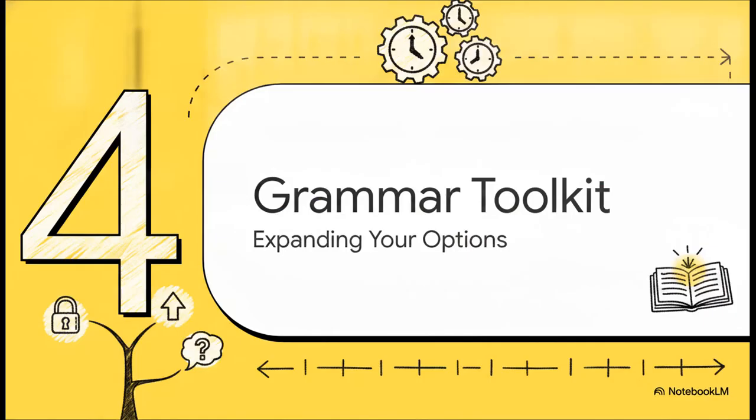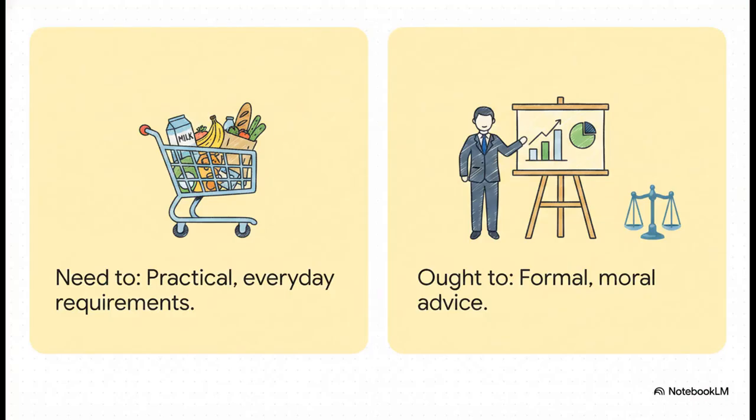And finally, part 4, expanding your grammar toolkit. Now that we've got the core foundation mastered, let's look at two really handy verbs to expand your toolkit: need to and ought to. We use need to for practical, neutral, everyday requirements. Like if you run out of milk for your coffee, you need to go to the supermarket. It's just a simple, practical necessity. On the flip side, ought to is a slightly more formal, maybe a bit more elevated version of should. People often use it for moral advice. Like you might say, you ought to add more convincing arguments to your presentation. It carries this weight of expectation and proper behavior.